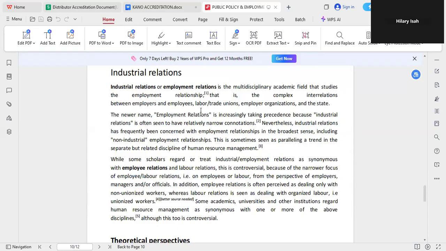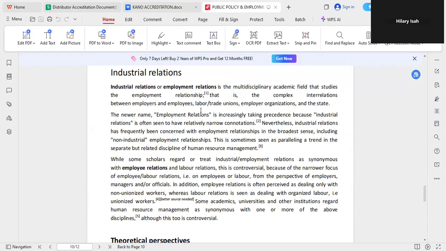So all of this happening within those various places is what we call employment relations. So the relationship that exists that draws a connection between all of these. Now, the new name for industrial relations, which is more of an old term, is now employment relations.